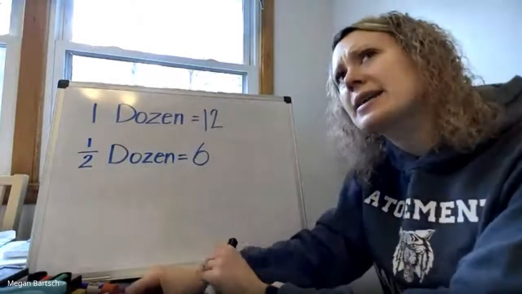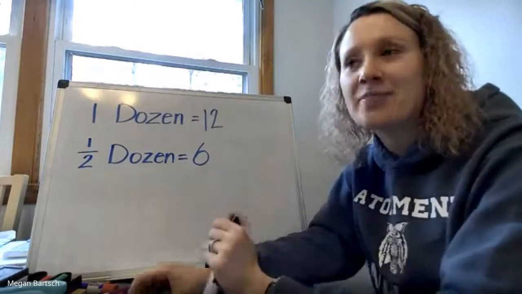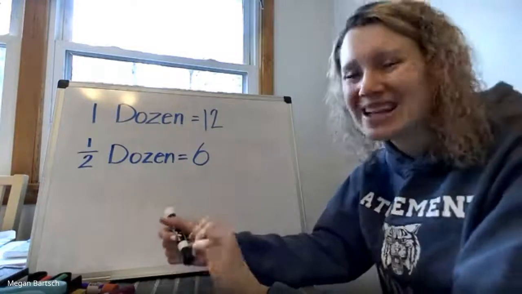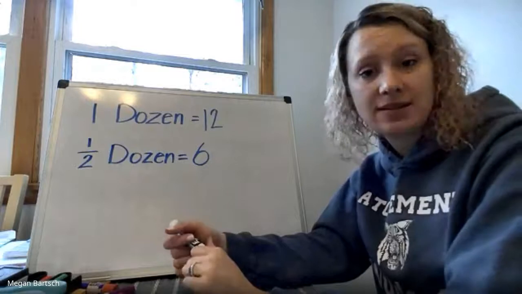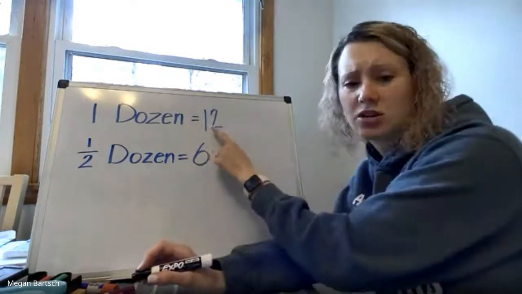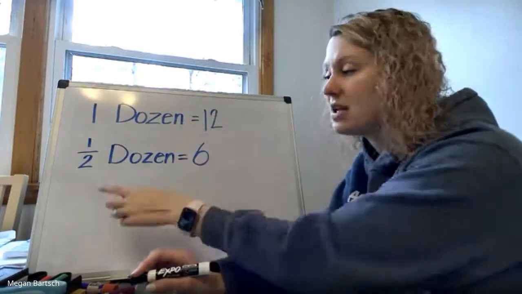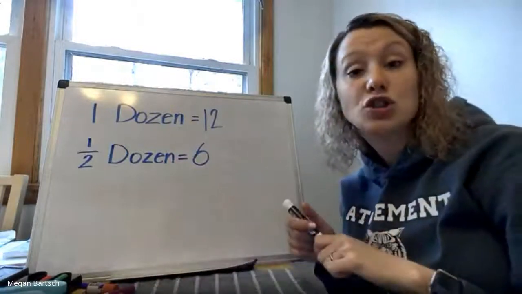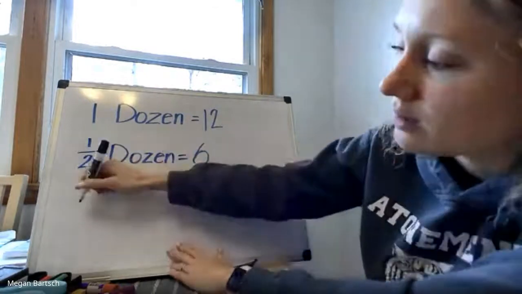Let's pretend, let's make cookies again. Last week we made cookies. Let's pretend we made a dozen cookies. So if you and I made 1 dozen cookies, how many cookies did we make? We made 12. My loves, on your whiteboard or on your paper, I want you to draw 12 circles, 12 cookies. Go. A dozen means 12.